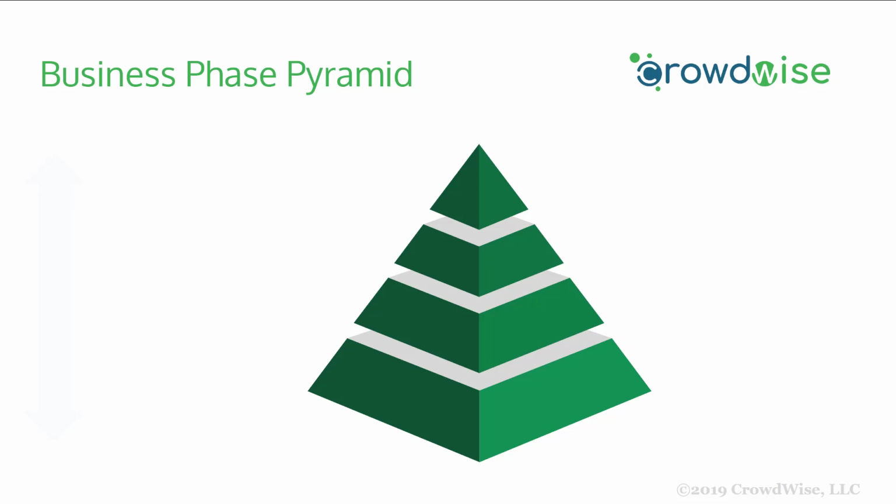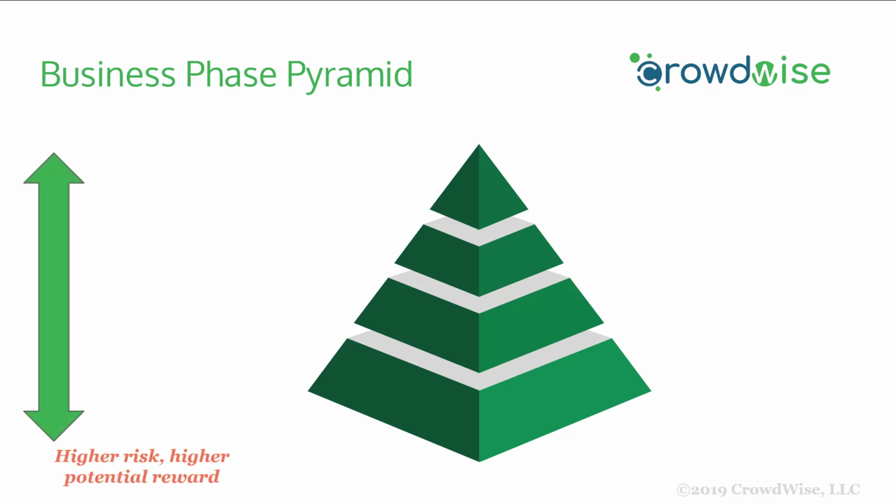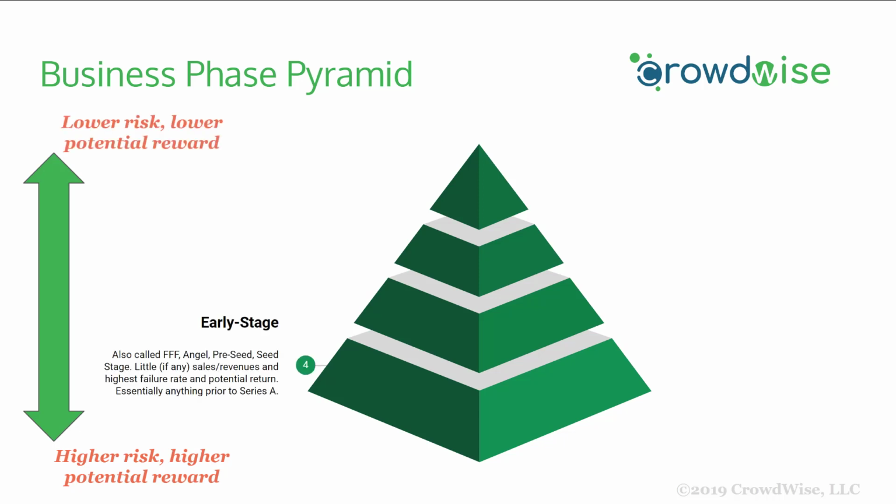We can think of it as a pyramid. On the bottom of this pyramid are the very high risk but high potential reward companies. Now, as you move up the pyramid, many of those higher risk companies will end up failing. So towards the top, you have the lower risk, lower potential reward. At the bottom, we refer to this as early stage.